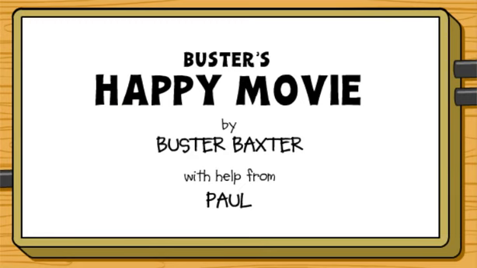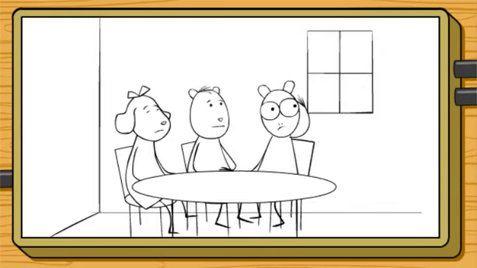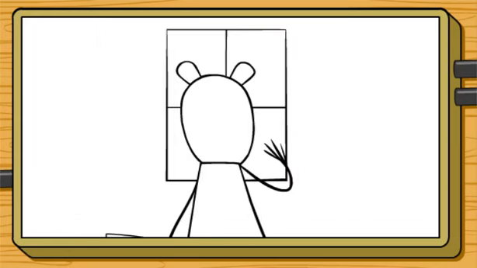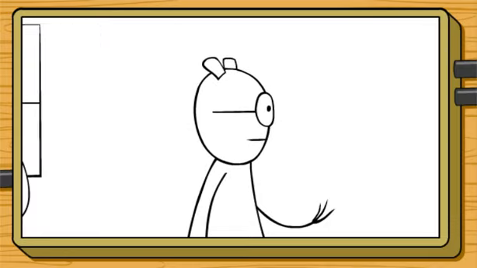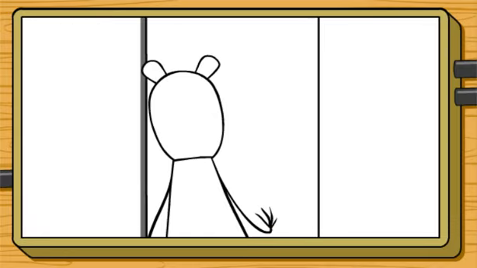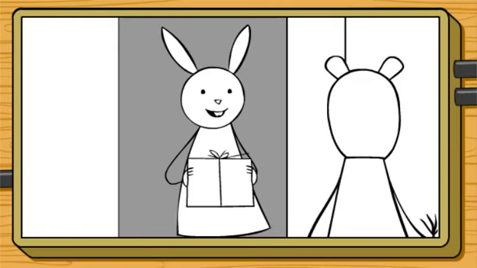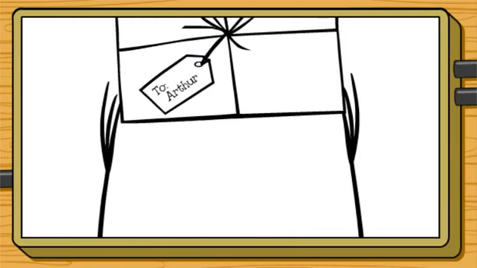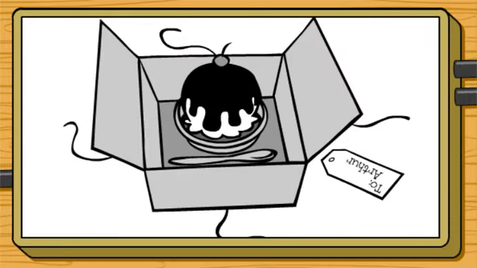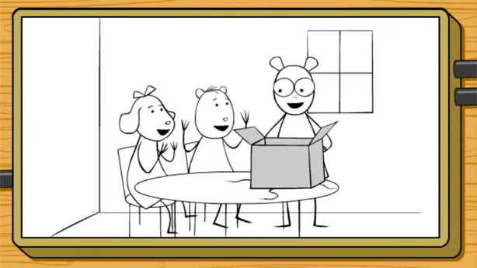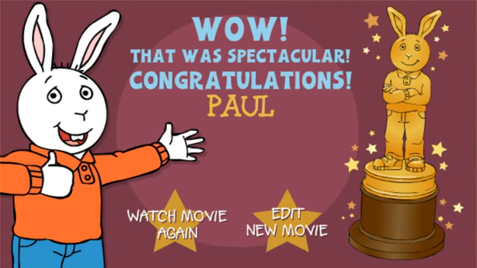Buster's Happy Movie by Buster Baxter. Ah, birthdays. Is there anything better? Arthur and his friends were all gathered for his birthday when there came an enchanting sound outside. Arthur's heart swelled with joy. And as he made his way over to his favorite people in the world, there was a friendly knock on the door. Hey Buster, where you walk to? A delighted Arthur joined his friends. Full of good cheer, he enthusiastically began to open the box. So, with his friends yelling wildly, Arthur thought, "What a happy birthday this is." The end. Wow, that was spectacular.